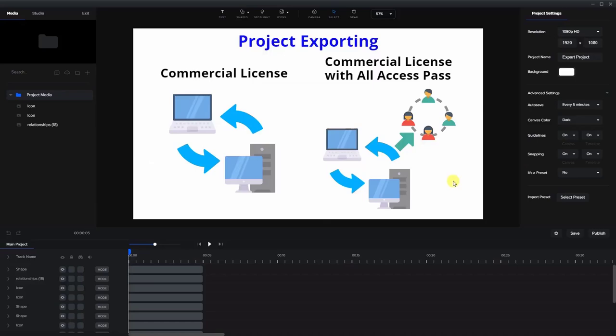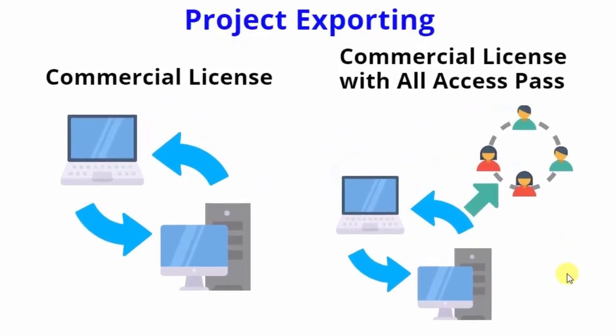Now to explain how project exporting works, with your commercial license, you can install CreateStudio on two separate computers. And when you export a project, you can now import it onto the other computer and vice versa. If you have an all-access pass, not only can you export and import between two computers, but you can also now share your project with other all-access pass users. Now, projects do automatically save, or you can save them manually, but remember that if you change a project and you want to share it, it must be exported and imported again.